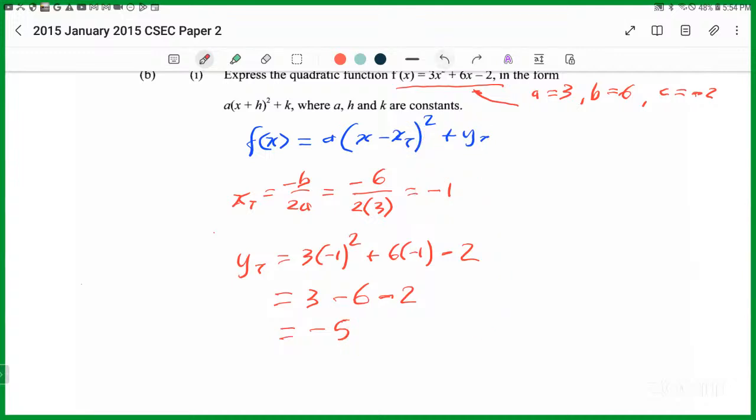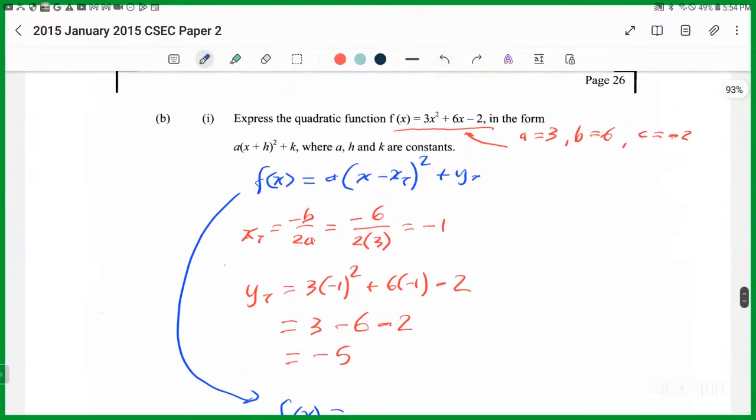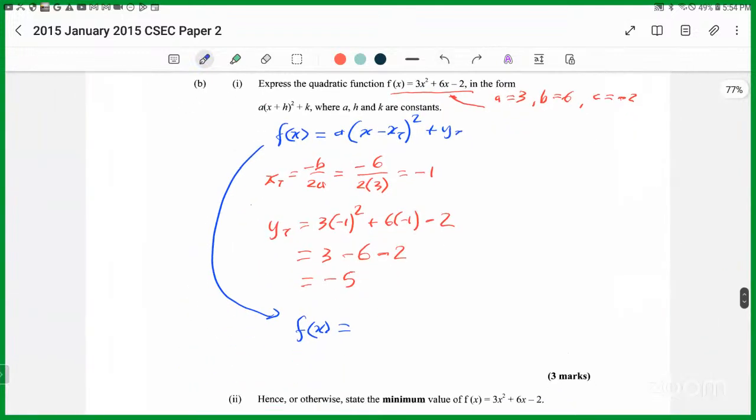All right. So my expression becomes f of x equals a, the a is 3, into x minus, and the xt is a negative 1. Minus becomes a plus, so I can turn it into a plus. Don't forget the square, and then plus yt, negative 5. So I'm going to write minus 5. That is it. This is my answer right here.